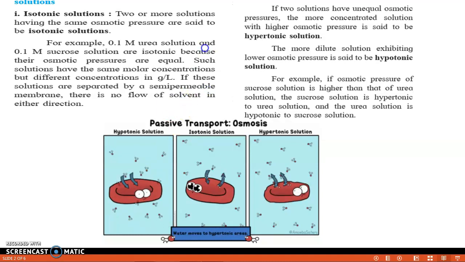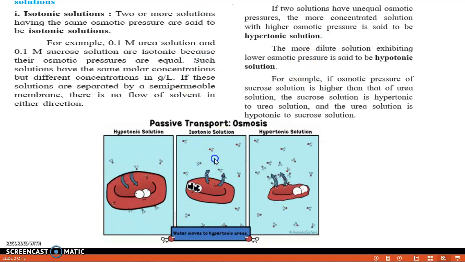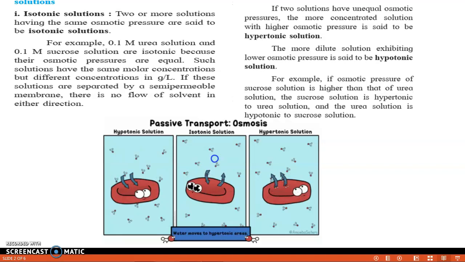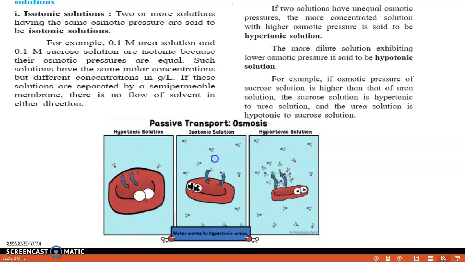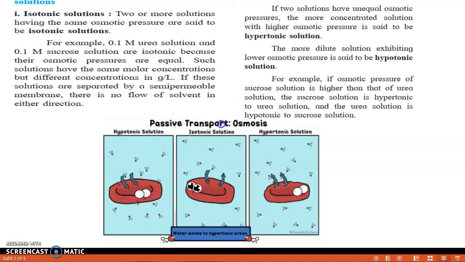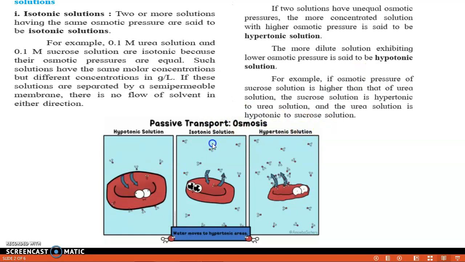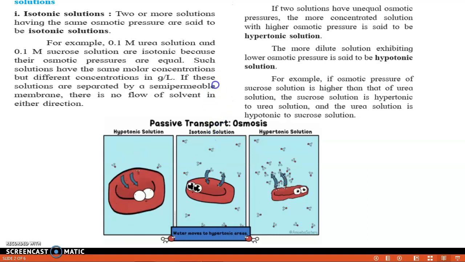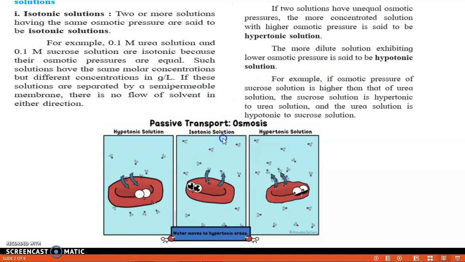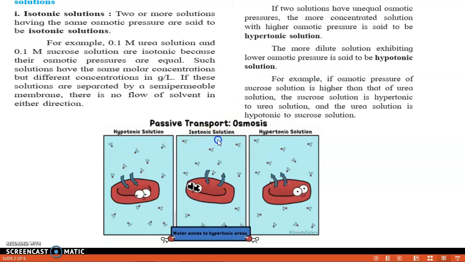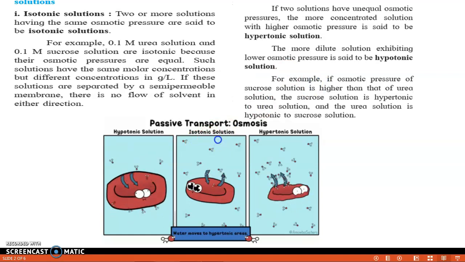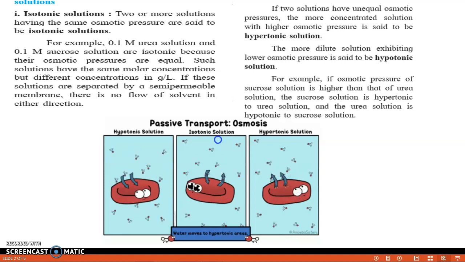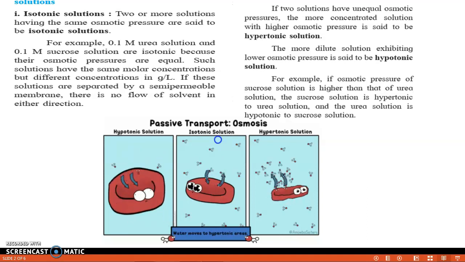What is meant by isotonic solution? In this diagram, we can see the isotonic solution. Two or more solutions having the same osmotic pressure are called isotonic solutions. We can see in the diagram that the isotonic solution is present in the middle.